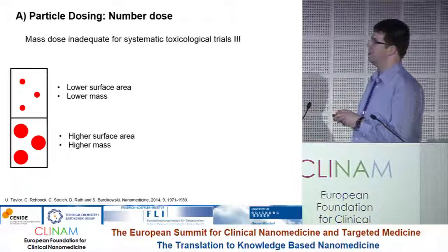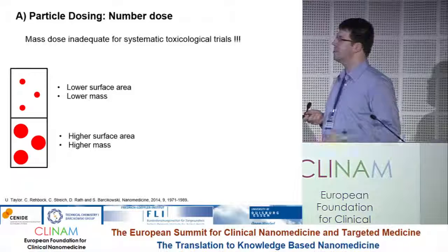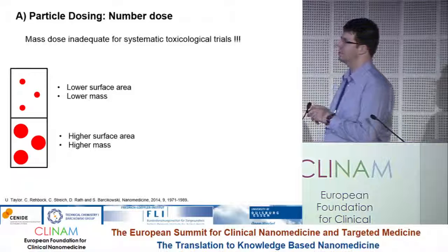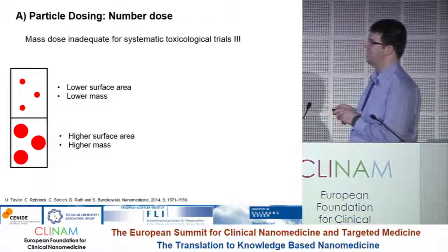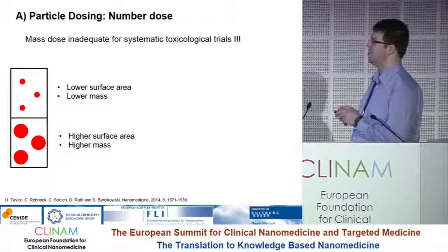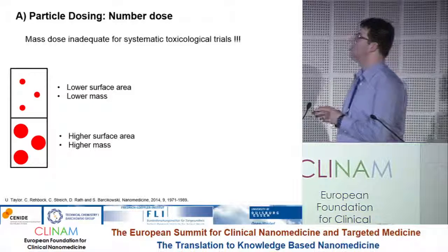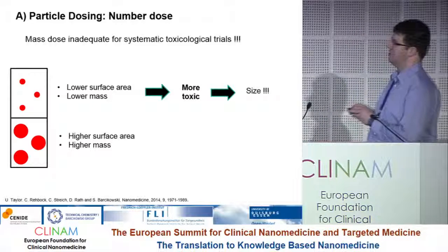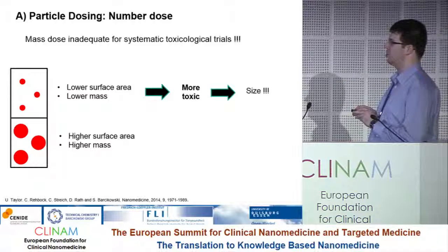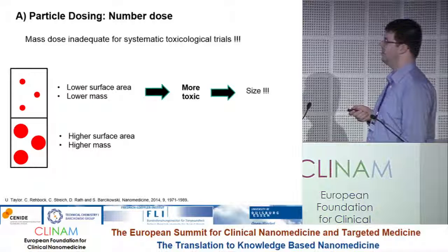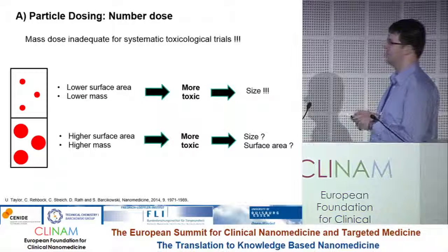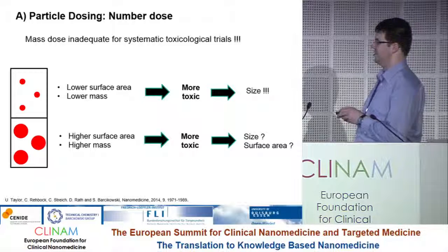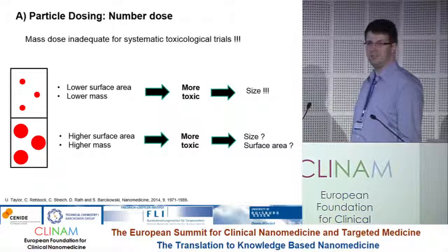We can use, for example, the number dose. We just dose at equal numbers. In this case, we have for the larger particles a higher surface area and a higher mass, and for the smaller particles a lower surface area and a lower mass. When we do it again, we take a look at the simplest possible outcome. When in this case the small particles are more toxic, it's clearly attributed to size. However, when the larger particles are more toxic, we again don't know whether it's a size or a surface area effect.